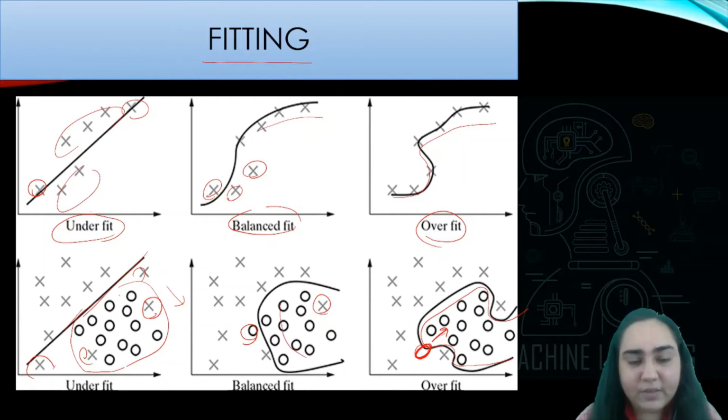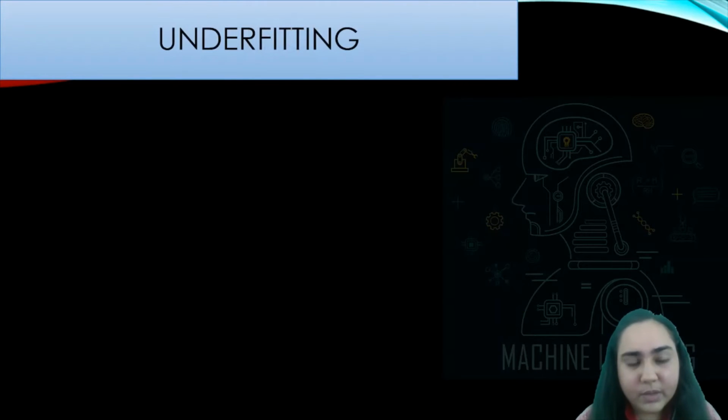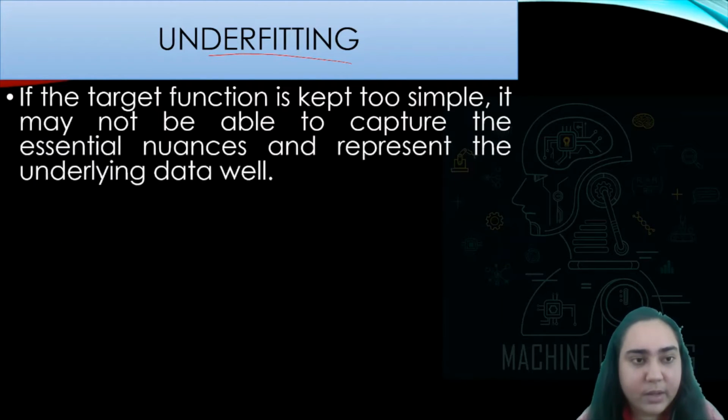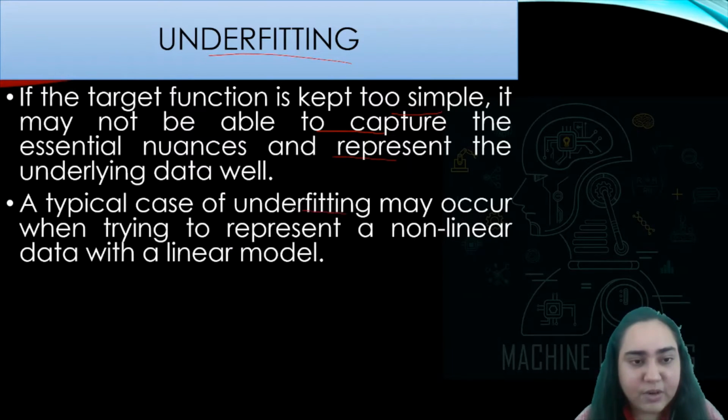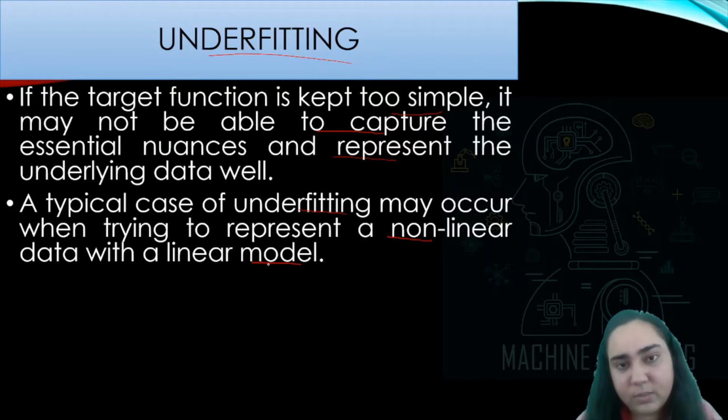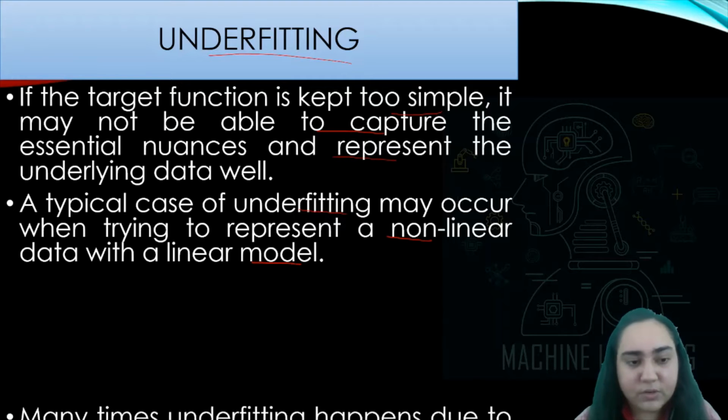So fitting can have all these problems. There can be underfitting, there can also be overfitting. Let's first talk about what underfitting is and how you can solve that. So if the target function is kept too simple, it may not be able to capture the essential nuances and represent your underlying data very well. And a typical case of underfitting can occur when you're trying to represent a non-linear data model with a linear model, right? So it's a model that cannot be represented with a straight line, and yet you are trying to fit everything on a straight line.